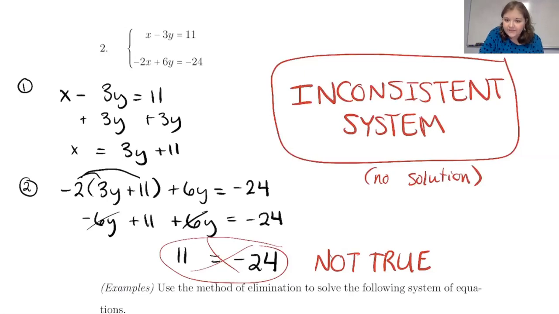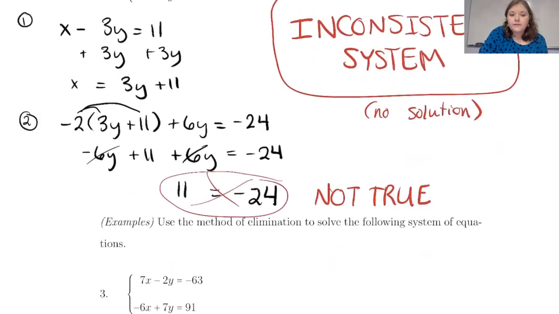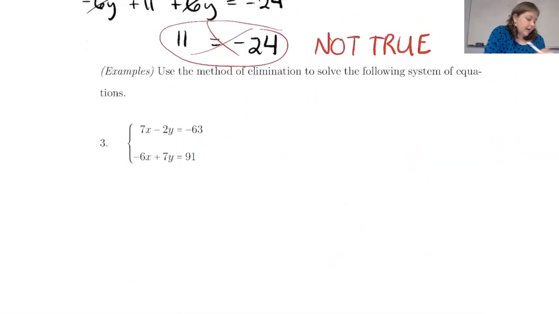Okay, so now you've seen what an inconsistent system looks like. It looks like something that just isn't true. So lastly, in this third example, we're going to use a different method, which is the method of elimination. Okay. So I have some steps for elimination. So the first step is you have to multiply one equation or both equations by a number or a couple of numbers that are going to cancel one of the variables.